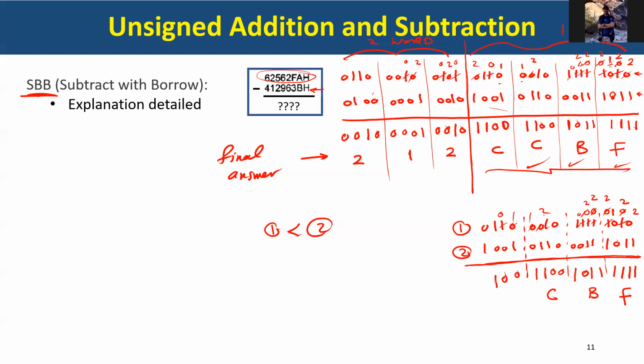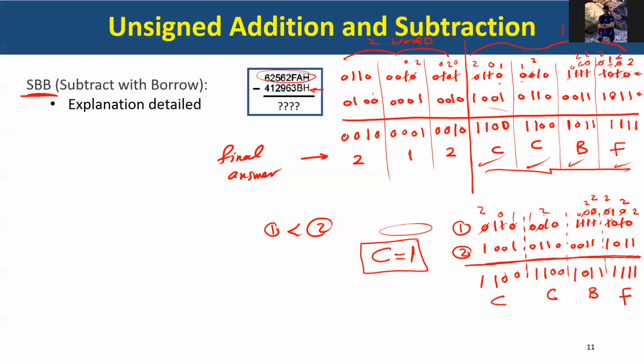Oh, I'm sorry, 1 minus 0 is 1. And then 0 minus 1 can't happen, but we don't have a number here to take from or to borrow from. So what's gonna happen here is the carry will be 1, and this will be 2. 2 minus 1 is 1. This is C again.